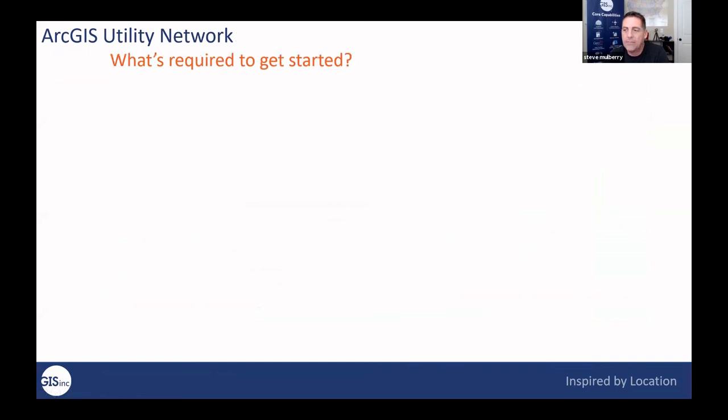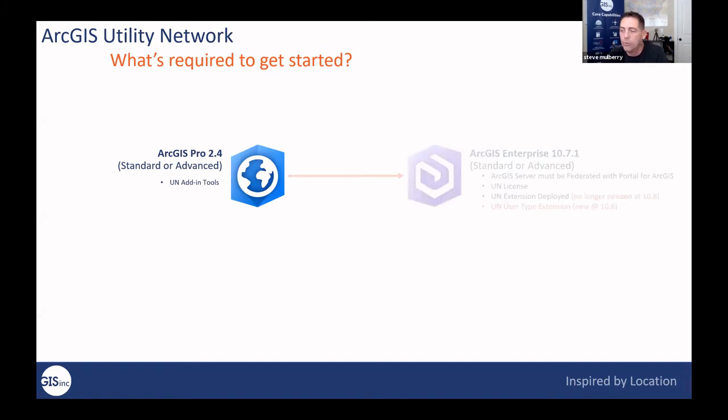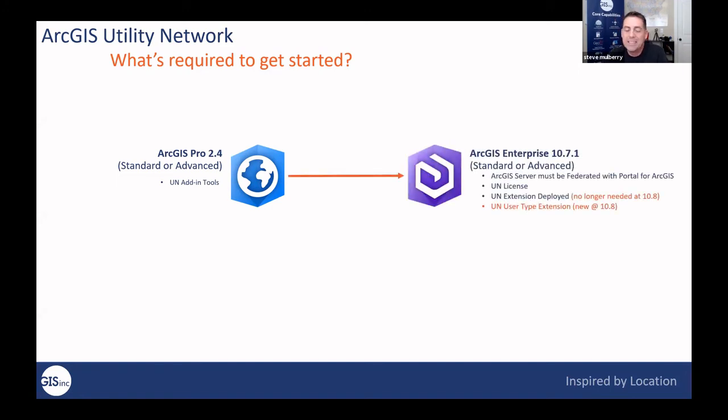So with that, let's dive a little bit deeper and talk a little bit more about what's needed to get required. Let's start off with Pro. You need to have at least ArcGIS Pro 2.4 Standard or Advanced with the UN add-in tools. I know that Pro is now up to like 2.6.2 or something like that, but you have to have at least 2.4. You have to have ArcGIS Enterprise 10.7.1.